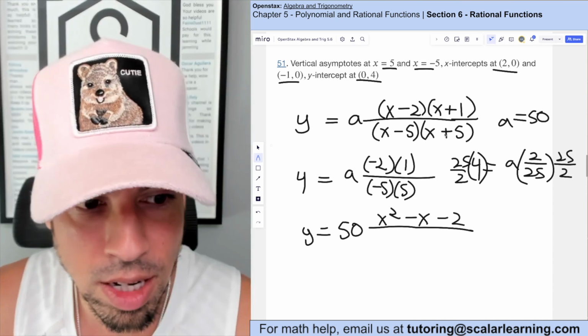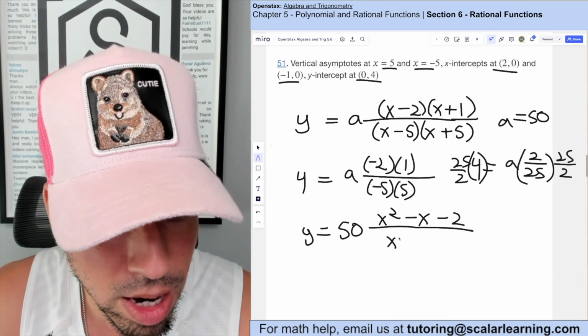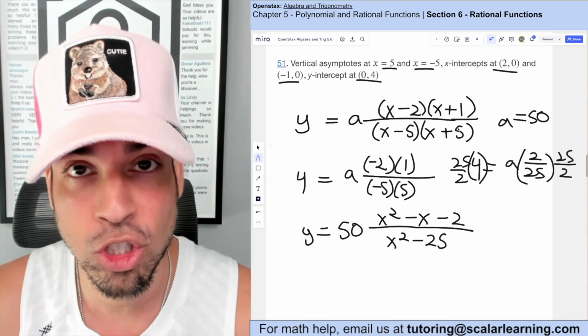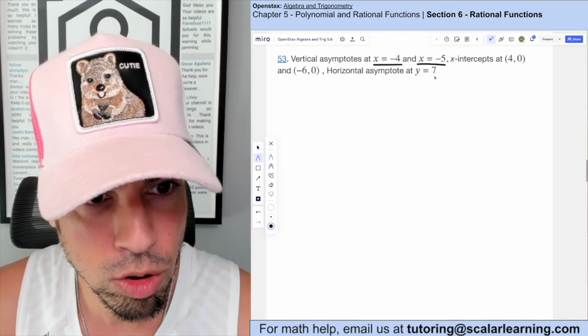On the bottom, this is a nice difference of squares. You might recognize it's a minus 5 and a plus 5, so it's going to be x squared minus 25. That's the shortcut, but you can FOIL it just to double check. Boom, done.